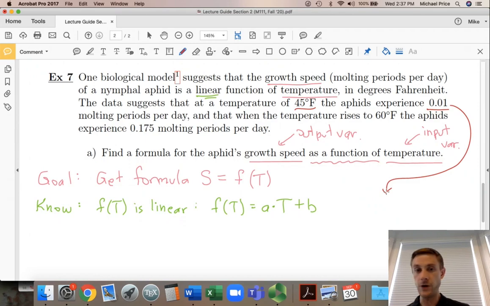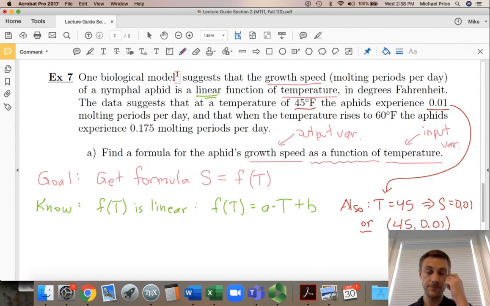So in addition to knowing that the f of t is linear, we also get that when capital T is 45 degrees, then what is it? Do we use S? That S is 0.01. So capital T equals 45. That's going to imply that S is 0.01. Another way to write that is to say that we have the point on the graph that looks like 45 for the input and 0.01 for the output.